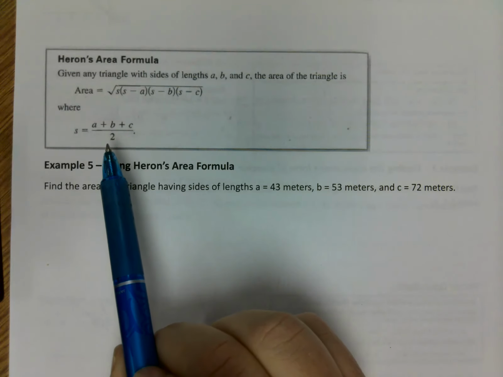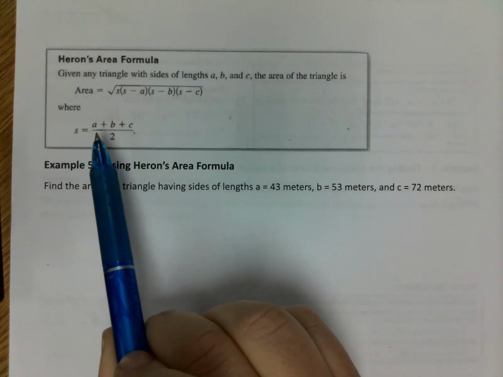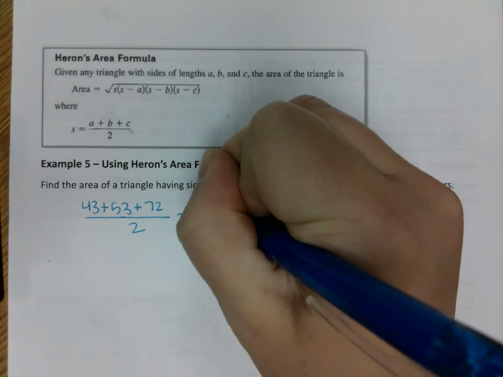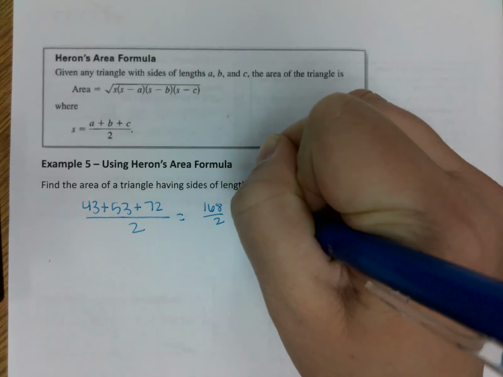So first we have to figure out what S is equal to because we need S for all these locations. So S is going to be equal to add the three sides up and divide by 2. So 168 divided by 2, which will give me 84. So this is what S is equal to.